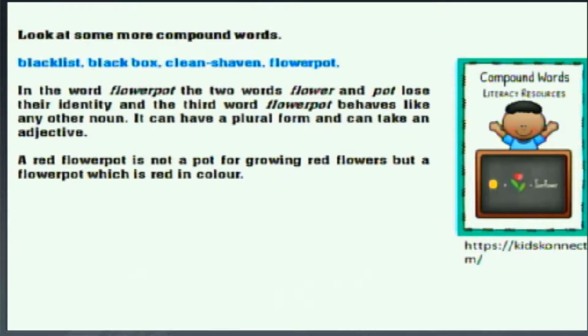What are compound words? When two words are put together to make a different word. It behaves like any other noun. It can have a plural and can take an adjective as well. Like a red flower pot is not a pot for growing red flowers, but a flower pot which is red in color. So, see here.